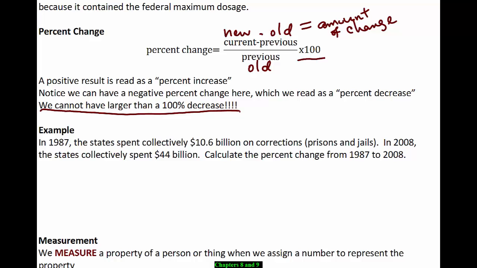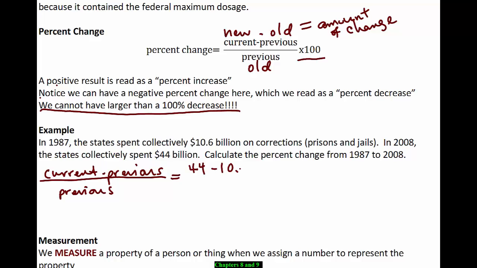In 1987, the states spent collectively $10.6 billion on corrections. In 2008, they spent $44 billion. Calculate the percent change from 1987 to 2008. So our formula is current minus previous divided by previous. What's the newer number? In 2008, we spent $44 billion. The older number, previously, we spent $10.6 billion.